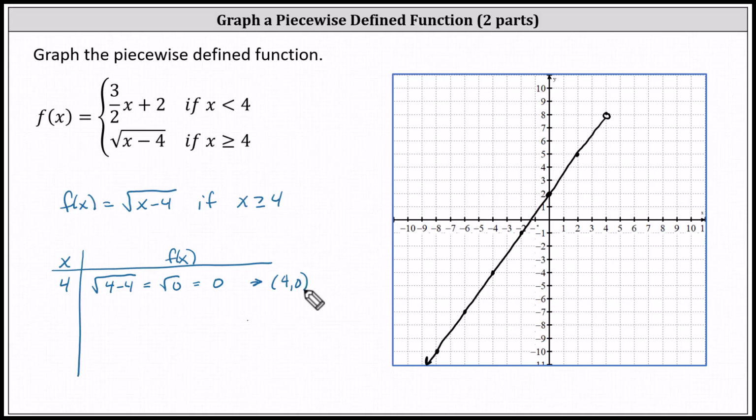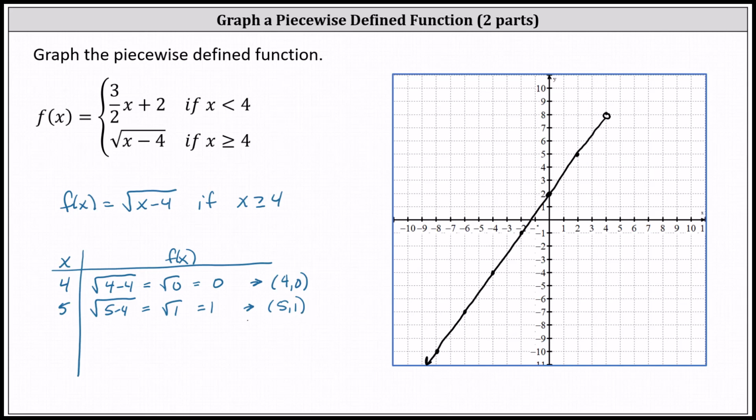Recall when we're evaluating square root functions, the radicand, or the number under the square root, must be non-negative in order for the output to be real. We also would prefer to have integer coordinates, so we want to select x values that would make the radicand a perfect square. For example, if we select x equals 5, f of 5 equals the square root of the quantity 5 minus 4, which simplifies to the square root of 1. 1 is a perfect square. The square root of 1 equals 1, indicating the point 5, 1 is a point on the graph of the square root function.